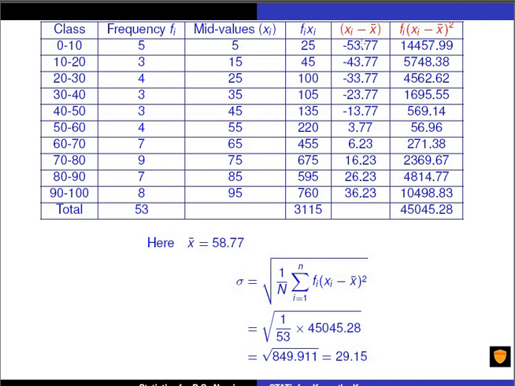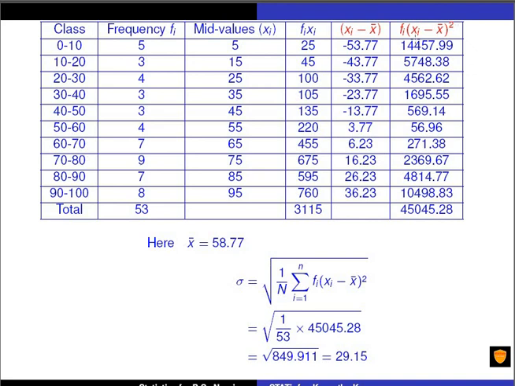Now calculate the difference. In case of mean deviation, we take the absolute difference of the observations and the average. Here we take the original difference at first, and after that we have to square it. So in the next column we calculate fi into xi minus x bar whole square, as we want this value for the final calculation of standard deviation.